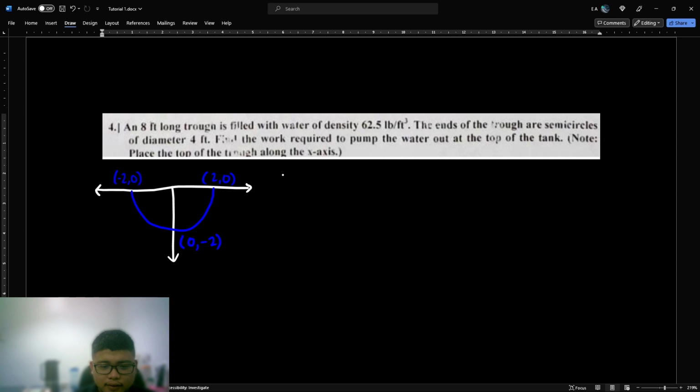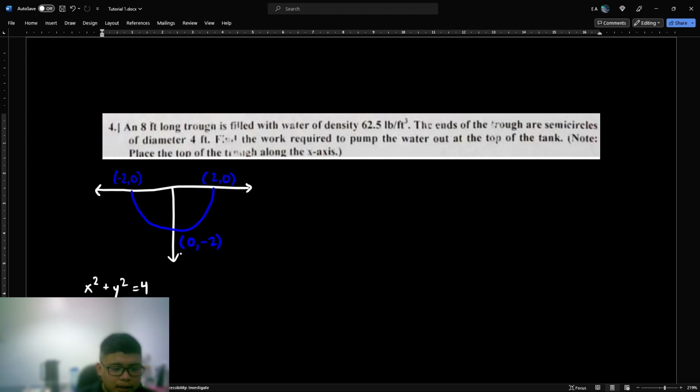Since this is going to be a semicircle with the center at 0, 0, first we have the equation of a circle, x squared plus y squared equals r squared. Since our radius is 2, that is simply going to be 2 squared or 4. Now let's solve for y. Y squared is equal to 4 minus x squared. And take the square root. Y is equal to square root of 4 minus x squared.